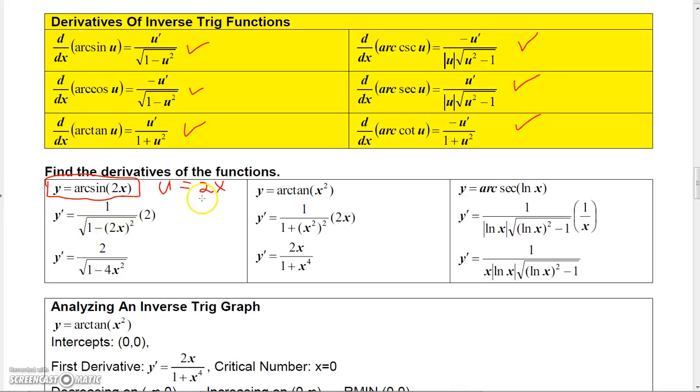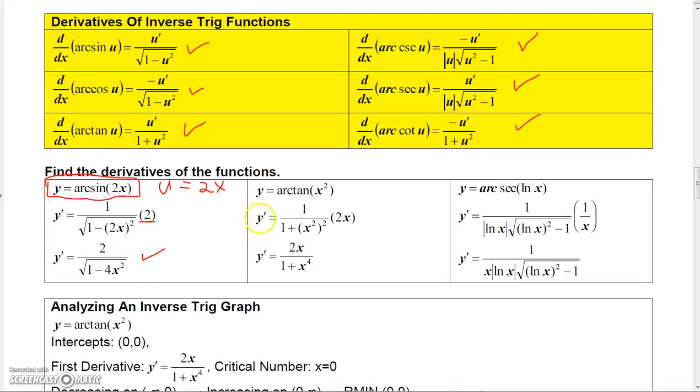Well, what's u? u is 2x. So it'd be 1 minus (2x) squared in the square root, and then you multiply by u prime, which of course is just 2. When you simplify that, you get 2 over the square root of 1 minus 4x squared for the derivative.